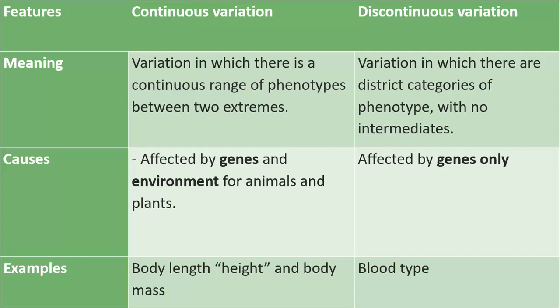Discontinuous variations are affected only by your genes. For example, if your blood group is A, no matter which environment you are living in, your blood group will still be A. Examples of continuous variation again are height or body mass, while in discontinuous variation, it's the blood type.